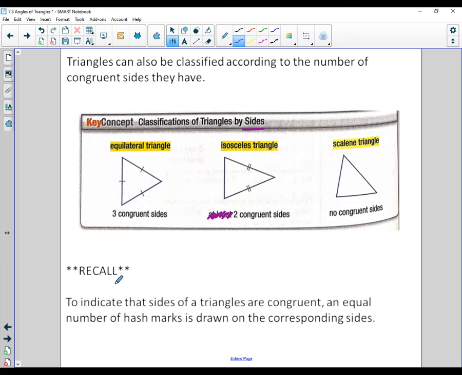And then just another quick recall: to indicate that sides of triangles are congruent, an equal number of hash marks is drawn on the corresponding sides. So what this means is I give this 1 hash mark, and then if I give any others 1 hash mark, that means they are congruent, or the same length.